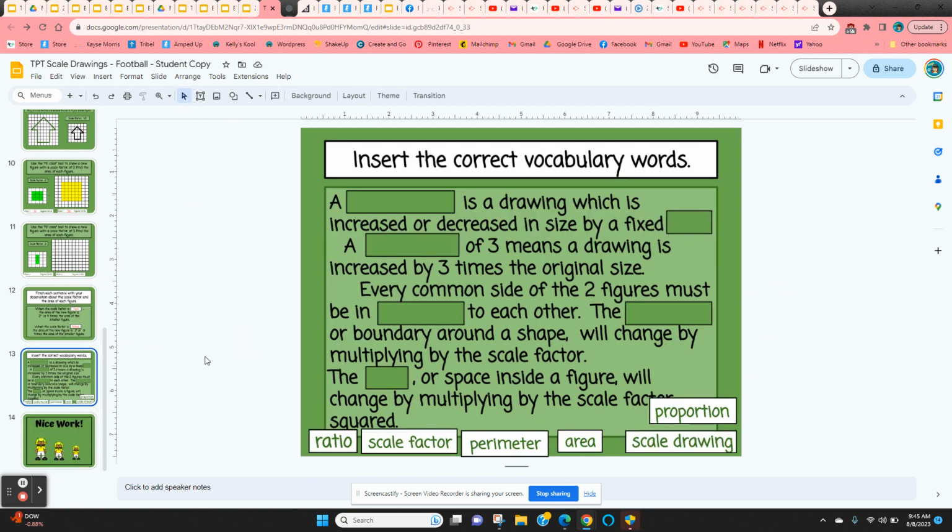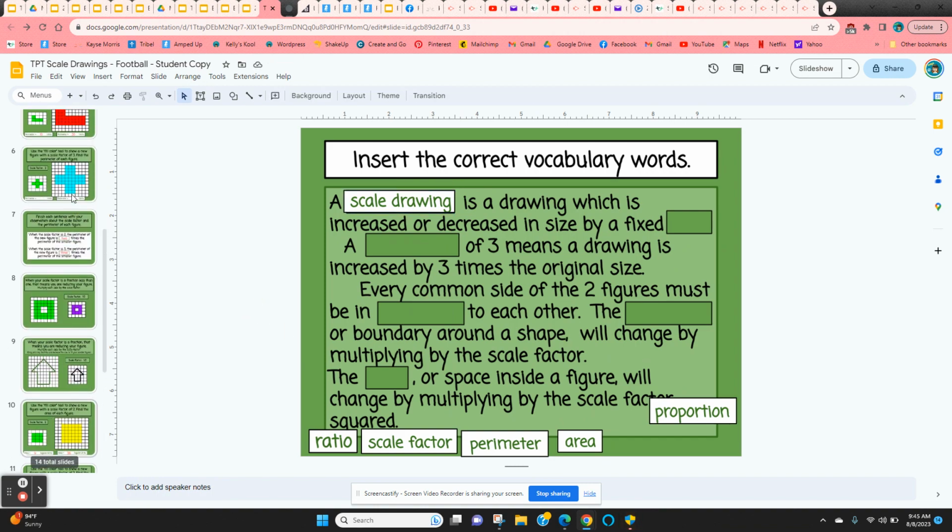Now the final slide has sentence frames, and they're going to be moving these vocabulary words into the correct place. And this just recaps everything. It goes over the vocabulary. So blank is a drawing, so scale drawing. They just click and hold on the edge, and then they can move that into place. And then they're just going to complete all of those sentence frames.